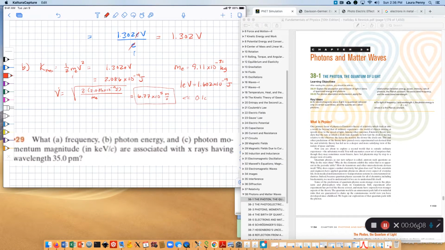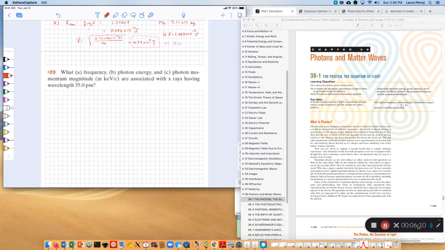Let's look at number 29 too. Number 29 says, what's the frequency, the photon energy, and the photon momentum in these very specific units of an X-ray photon having a wavelength of 35 picometers. So the wavelength, this 35 picometers, a pico is 10 to the negative 12 meters.